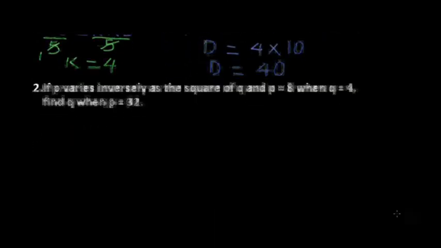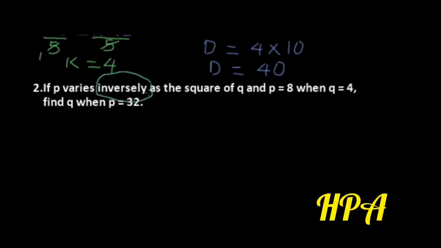Now look at the second question. The question says, if P varies inversely, so you have to watch out for the word inversely, as the square of Q. We have to be very careful to differentiate between square and square roots. Now look at the question.